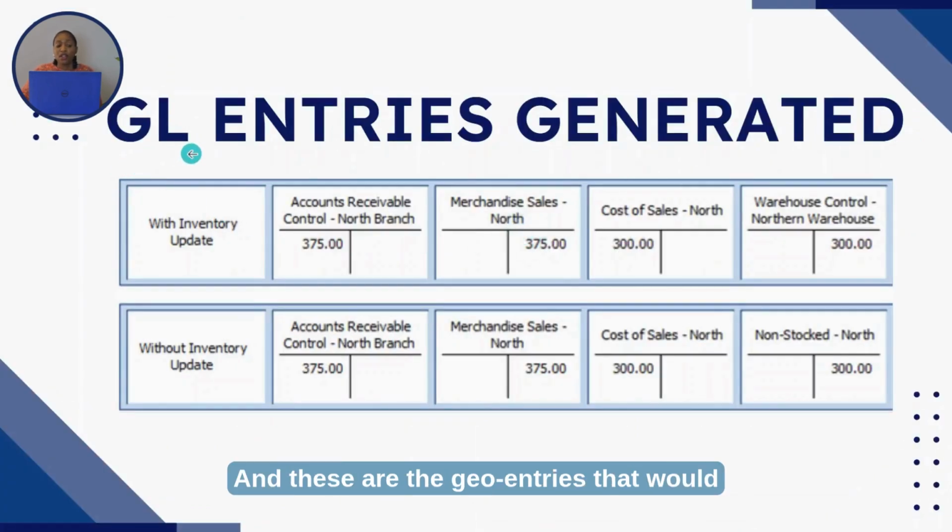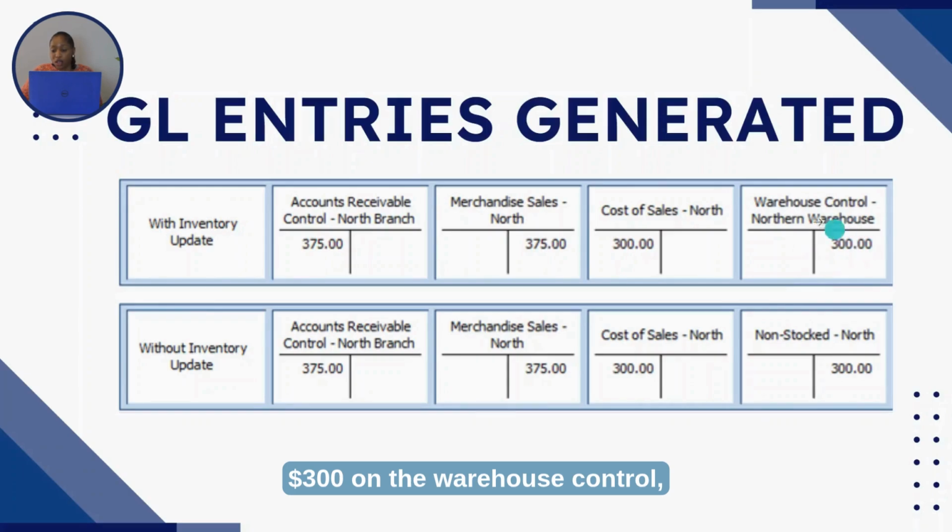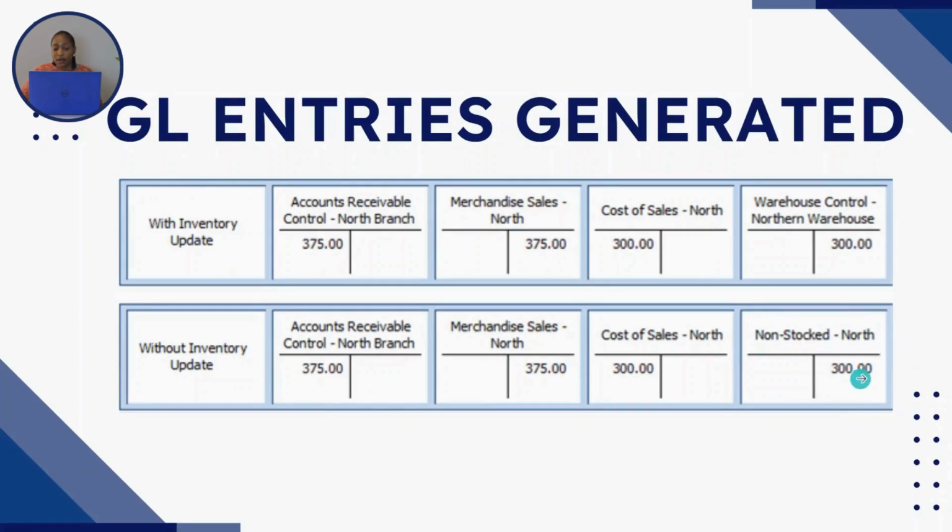And these are the GL entries that would be generated from that process. This is with inventory update and this is without inventory update. As you can see, the only difference is that with inventory update, you will credit the $300 on the warehouse control, and without inventory, you will then credit it on non-stocked Northern warehouse.